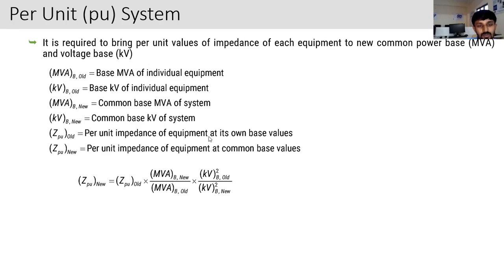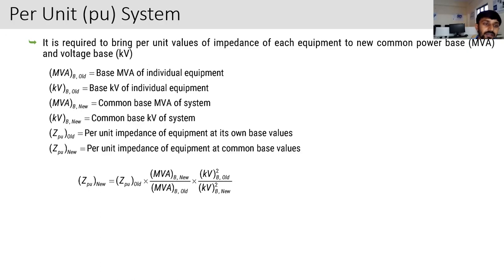And the per unit impedance of the equipment is on its own base value. So how do we find the new base value and the old base value? What is the per unit impedance of the new system after interconnection with another system? Z per unit new is Z per unit old times MVA base new over MVA base old, multiplied by kV square base old over kV square base new. We find Z per unit new after the interconnection of the systems.